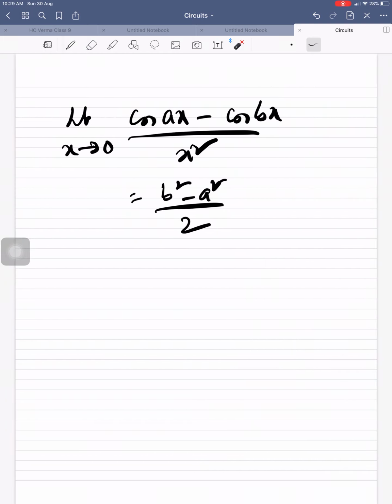How? This limit, x tends to 0, cos ax minus cos bx by x square, equals b square minus a square by 2. Simply you can use it. These are like memorization. I don't like to memorize anything, but later I'll clearly explain how this will come.